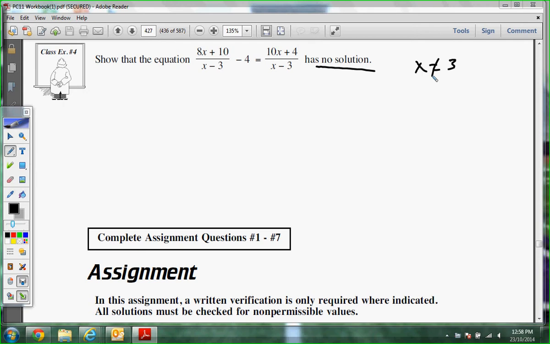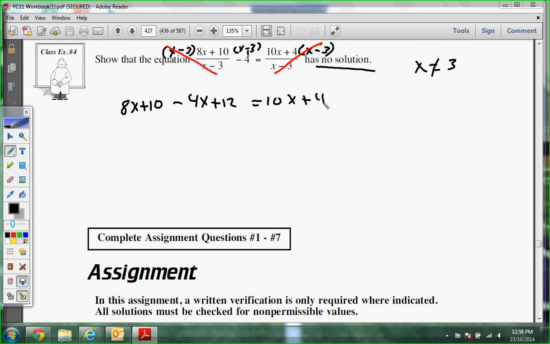Now, this is kind of a different one. It's actually like our warm-up. What do we want to do to get rid of the fractions? Yeah, times everything by x minus 3. So x minus 3, x minus 3 to the negative 4, and then x minus 3. We like that because it gives us a nice cancel here, nice cancel there. So we're going to have 8x plus 10 minus 4x plus 12, multiply the negative 4 in, equals 10x plus 4.